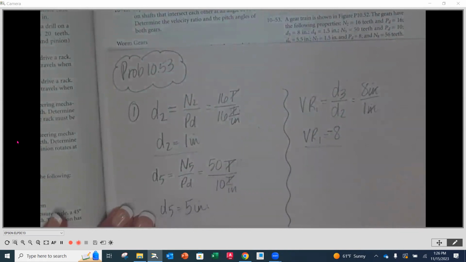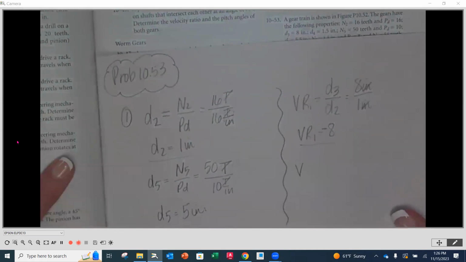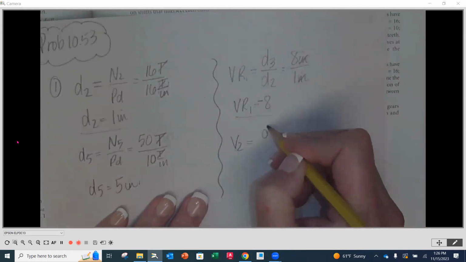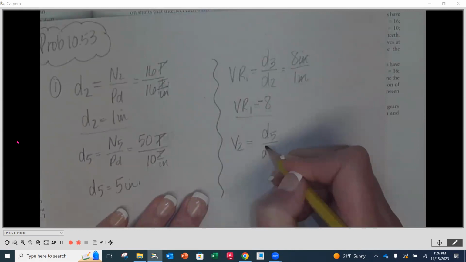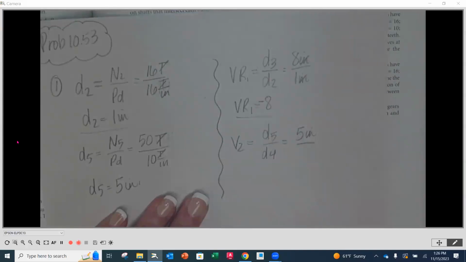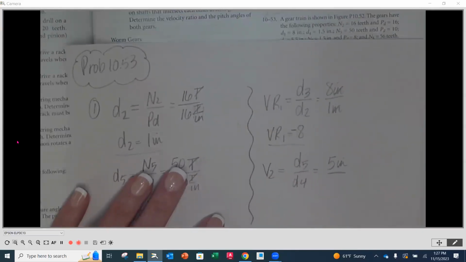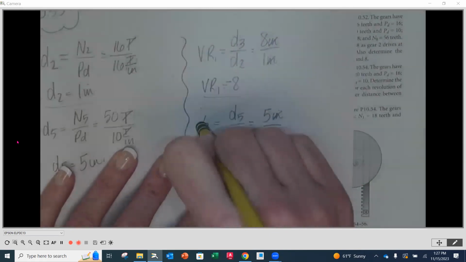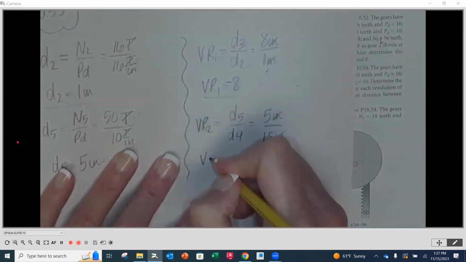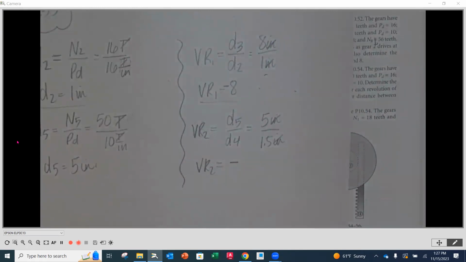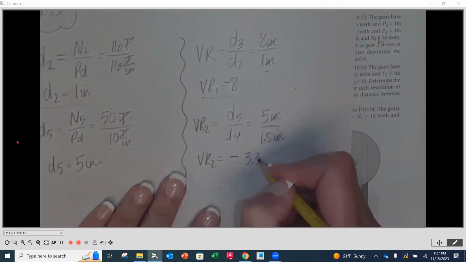Velocity ratio number 2 is going to be the diameter of 5 divided by the diameter of 4. So we have 5 inches divided by number 4, which was 1.5. So VR is going to be a negative. You guys tell me, 3 point what? 3.3 repeating. Okay.